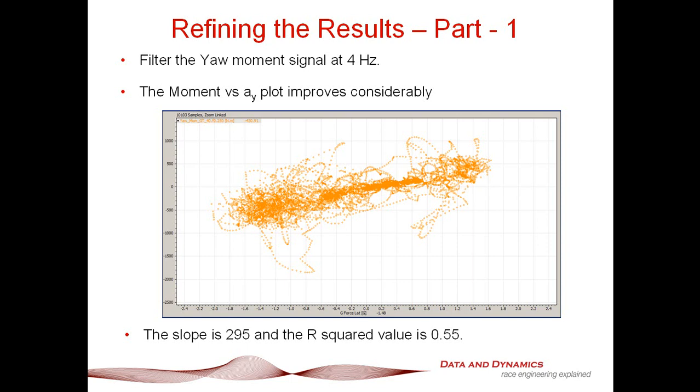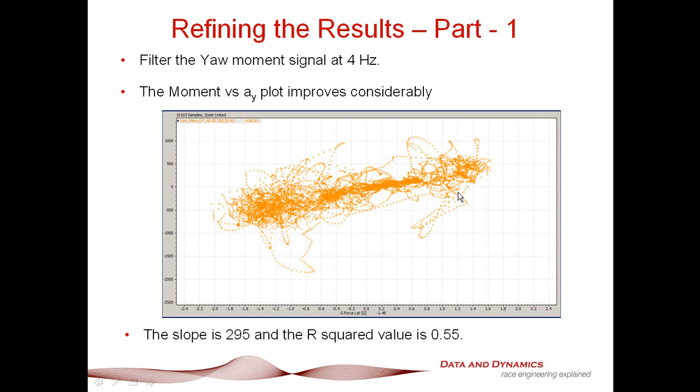What we've got here is we've still got our very strong trends between plus or minus 0.8 G, but we've significantly tidied it up, including where we've got big values of lateral acceleration. I did a curve fit of this using Microsoft Excel, and the slope was 295. That's the slope in Newton meters per G, with AY measured in G, and the R squared value was 0.55. So we're certainly on to a very good start here. We've now got a pretty clear trend. It's not ironclad yet, but it's a pretty clear trend.